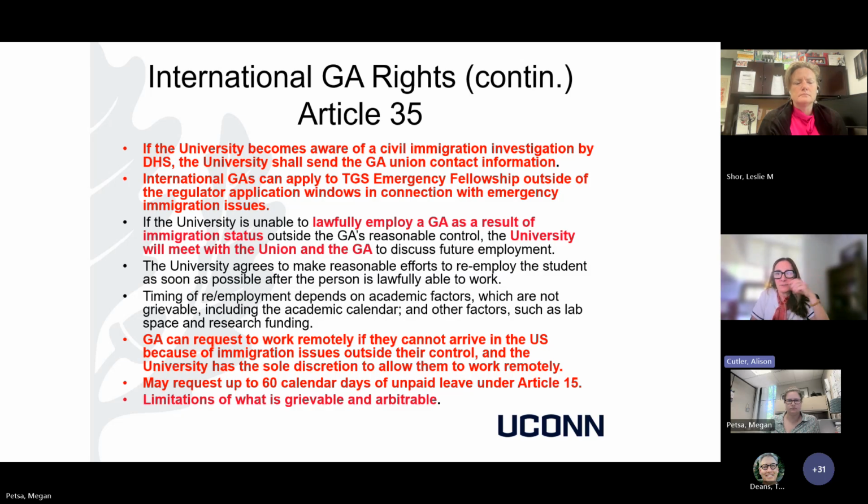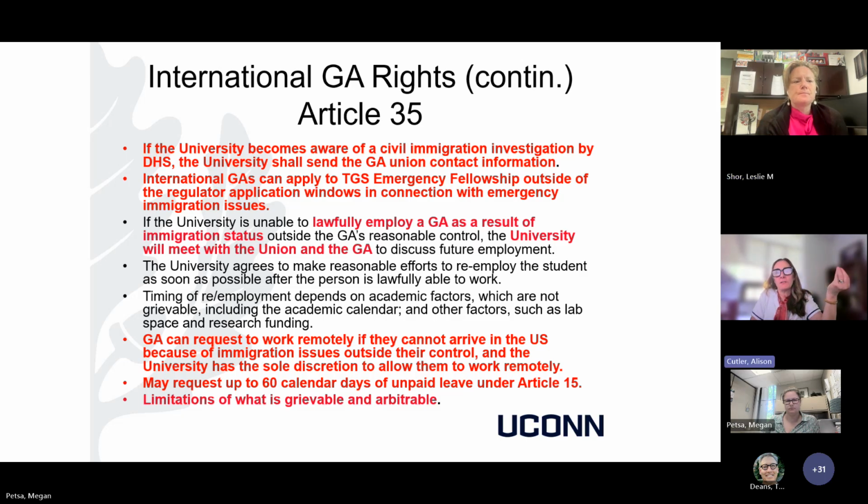Leslie, did you want to say something about that? Okay. And of course, a student from a comprehensively sanctioned country, export control also applies. Cannot work at all. Can't have access to HuskyCT. Can't work whatsoever when they're abroad.